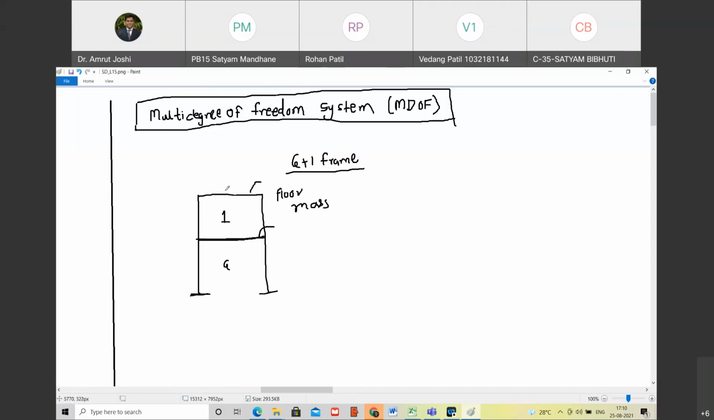So floor mass. So I am going to call this as M2. I am going to call this mass as M1. So M1 and M2, they represent the mass of the floor 1 and floor and roof slab. Do you agree with me? Yes, sir. Okay. Now, where is the stiffness located? Stiffness, however, is located in the columns. Do you agree with me? So columns are stiffness elements. Happy?